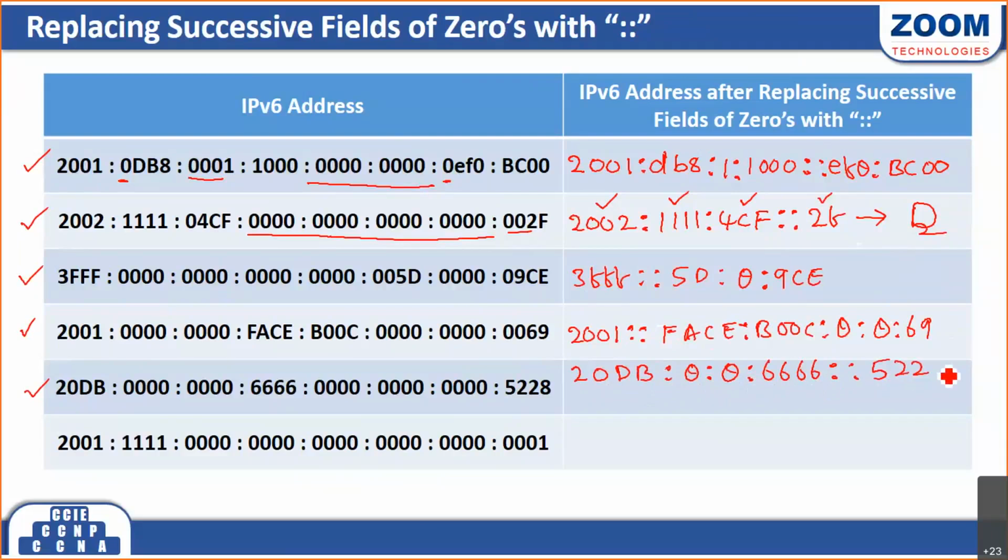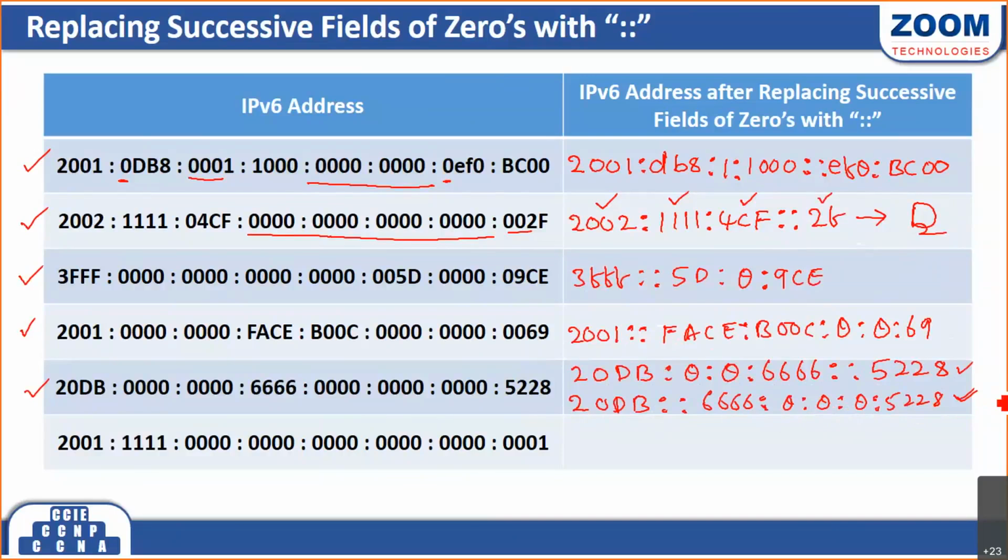5228. All right. Can I write this IPv6 address like this: 20 dB double colon 6666 colon 0 colon 0 colon 0 colon 5228? Can you write it like this? Yes, sir, but we can see increasing zeros. So which is a valid one? The first one or the second one? Both are valid, sir.